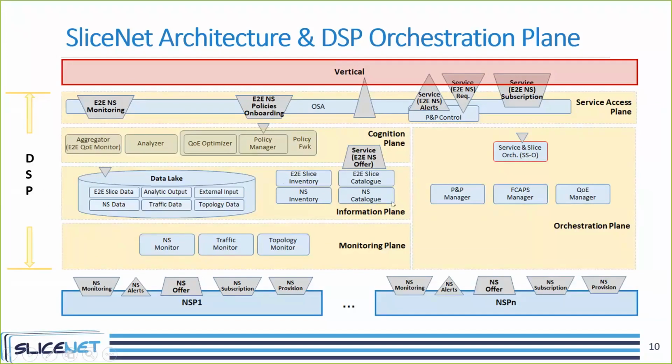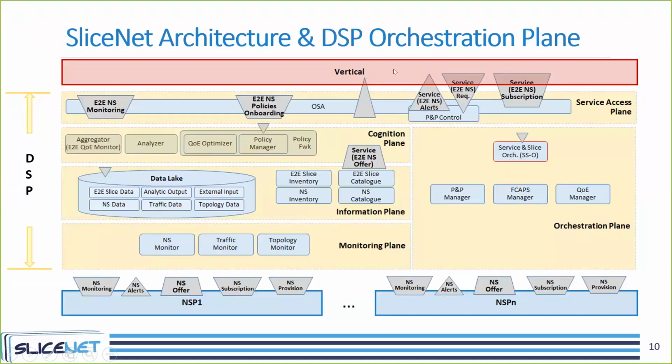Also in the information plane, you have the end-to-end network slices and also the inventories. And again, the same principle in the cognition plane: the aggregator, the analyzer, the QoE optimizer, policy manager, and so on, playing the same roles as I explained before, but now at the DSP level. You can see here that the DSP will offer its end-to-end network slices or service, as you like, to the vertical.